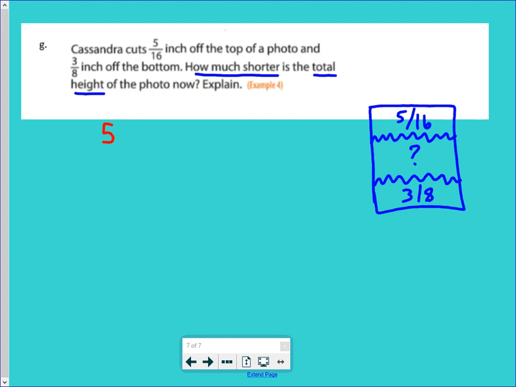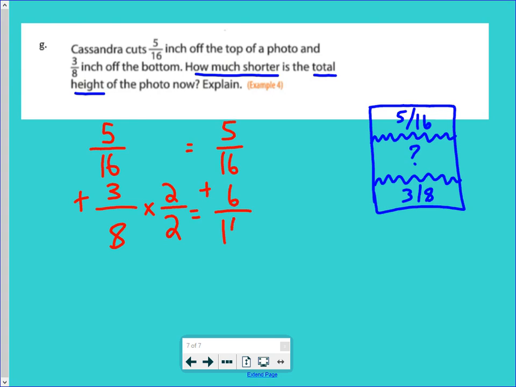But the first thing I'm going to do is I'm going to add up what we cut off. So plus 3/8. Our common denominator here is 16. So I need to multiply the bottom one by 2 over 2. So we got 5/16 plus 6/16, which is 11/16. That's how much we're cutting off from the photo. So 11/16.